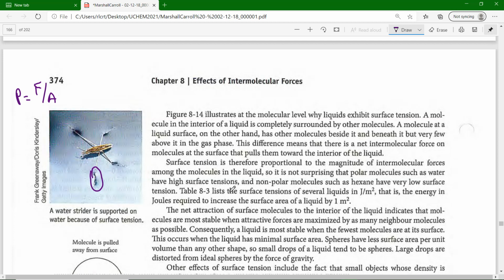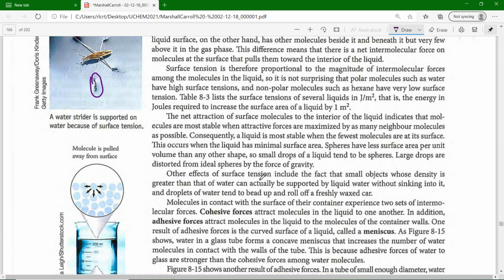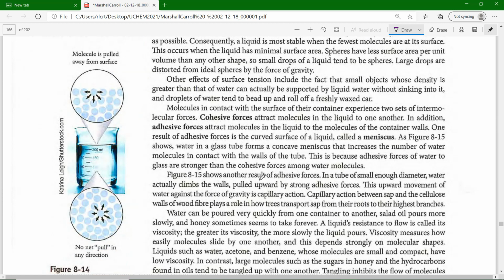Polar molecules such as water have high surface tension. Non-polar molecules like hexane have low surface tension because they have smaller intermolecular forces. A liquid is most stable when the fewest molecules are at its surface. What else can we say about surface tension? Water droplets tend to bead up and roll off a freshly waxed car.